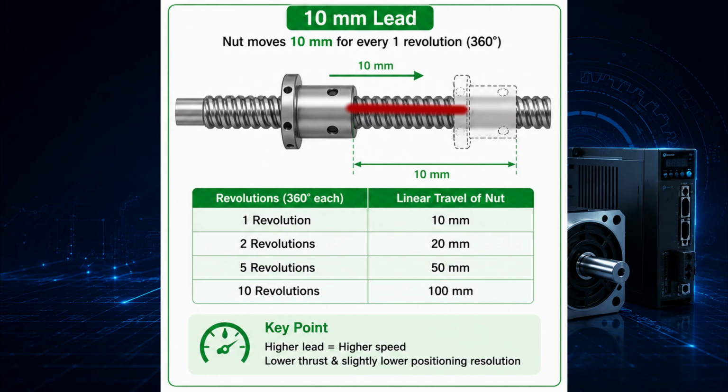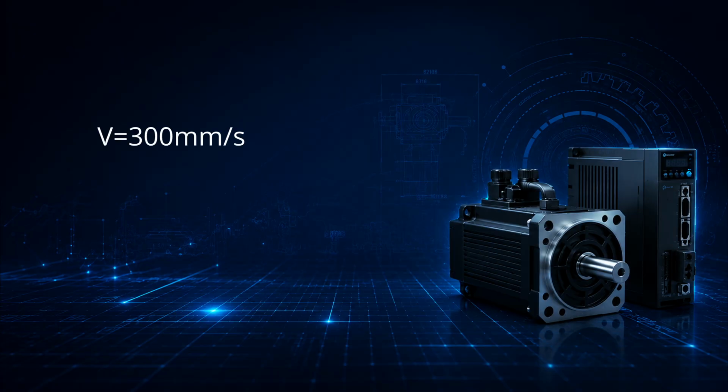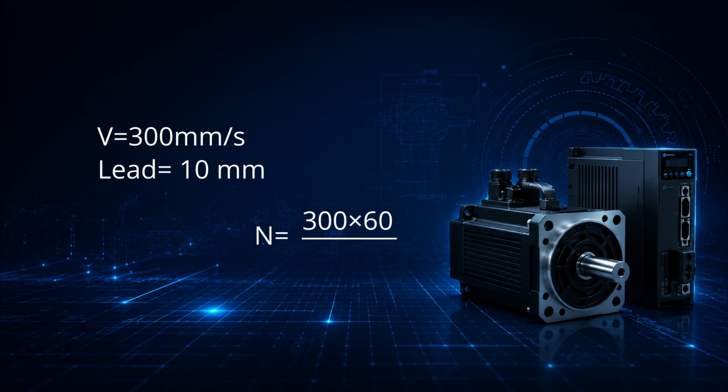Next step is the ball screw lead. We selected a 10 mm lead in the previous video. It means when the ball screw rotates one revolution, the ball nut moves 10 mm. Now the most important step is calculating the servo RPM. This is the first actual servo motor sizing calculation step, where v is equal to 300 mm per second and lead is 10 mm. Substituting the values in the formula, we get N is equal to 300 multiplied by 60 divided by 10. So the required RPM is 1800 RPM. This means the selected servo motor must run at 1800 RPM to achieve a linear speed of 300 mm per second.